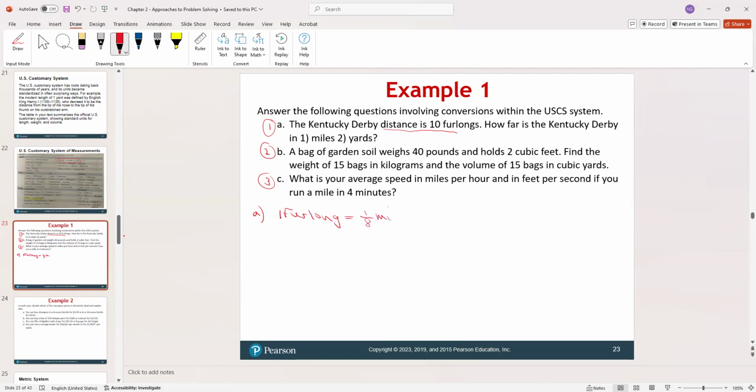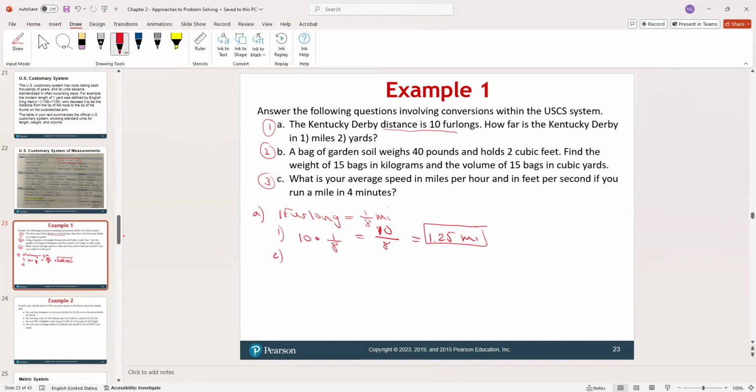So if we want to convert 10 furlongs to miles, the first thing to do is take your 10 furlongs and multiply it by 1/8 of a mile. That's as simple as it is. That means you're going to have 10 over 8, and when you grab your calculator, that gives you 1.25 miles. Now, the second question in part A says you need to do it in yards.